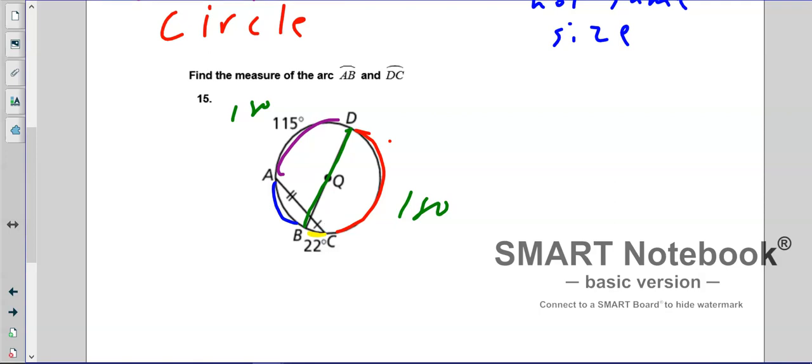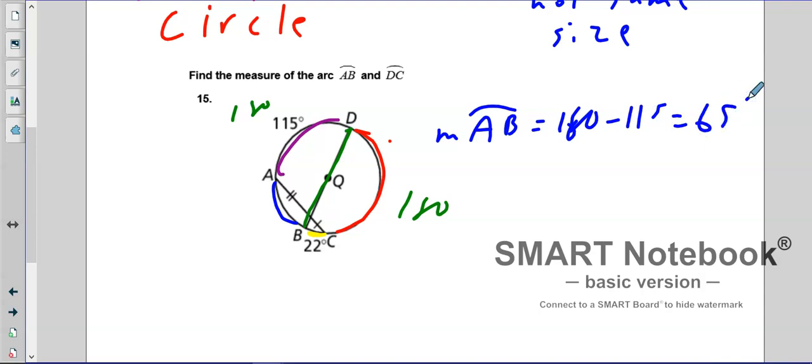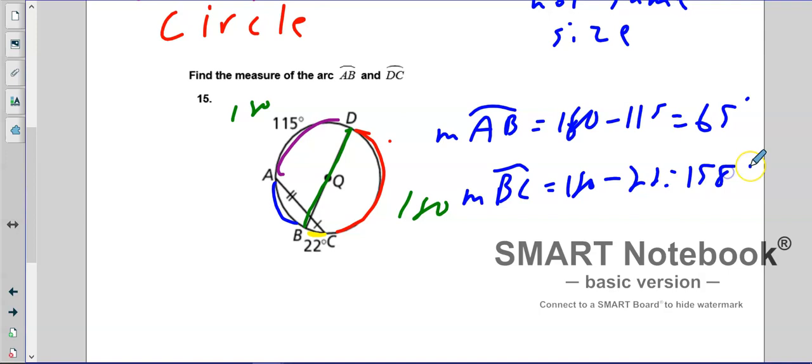Right? So therefore, the measure of AB, arc AB, is simply 180 minus the 115, which is 65 degrees. And the measure of BC, arc BC, is 180 minus 22, which is 158. And that's it for your quiz review.